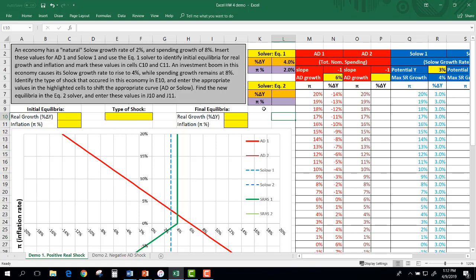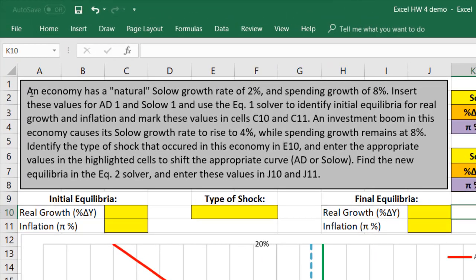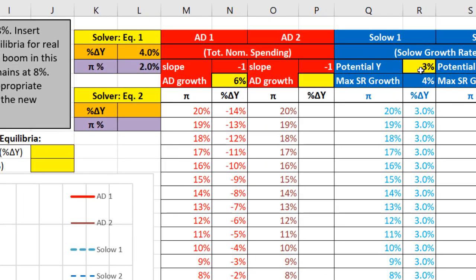Okay, so let's work through the scenario. Let's see how this is going to play out. It says, an economy has a natural solo growth rate of 2% and spending growth of 8%. Insert these values for AD1 and solo 1 and use the equilibrium 1 solver to identify initial equilibria for real growth and inflation and mark these values in cells C10 and C11. Okay, so our initial equilibria. So I have a solo growth rate of 2%. That's going to be solo 1. And spending growth of 8%. So that's going to be AD1.